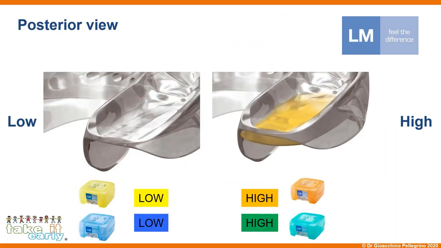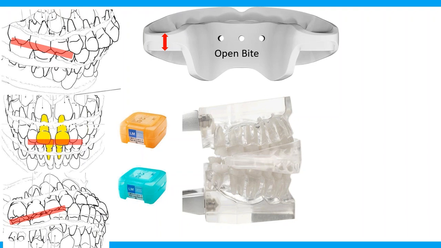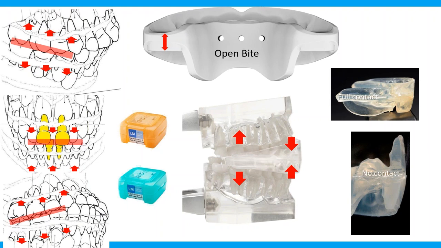But the very important difference between the low and the high model is the thickness in the posterior part, as we can see in this slide. When we want to manage an open bite, we need a high model. Why? Because when we use a high model, we have control in the posterior part of the eruption of the teeth. It will happen this process. We have a full contact of the teeth in the lateral sectors of the appliance, and we have no contact in the anterior part of the arch.